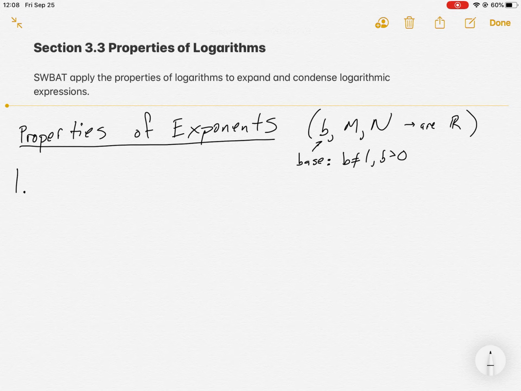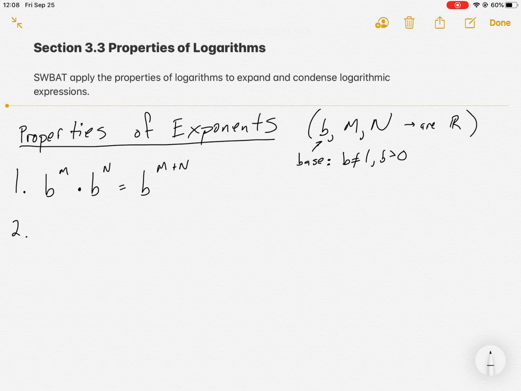Okay, so if we have b to the power of m times the same base to the power of n, this is the same as taking b to the power of m plus n. Because there are m b's in the first part and then n b's in the second part, when you multiply them, you're multiplying m plus n number of b's.